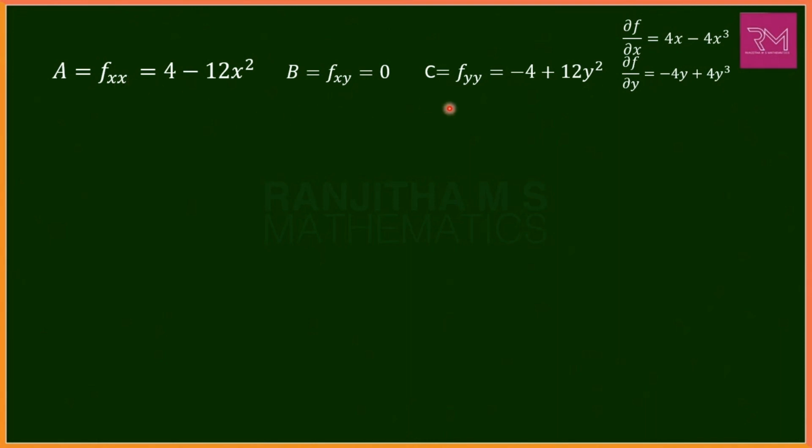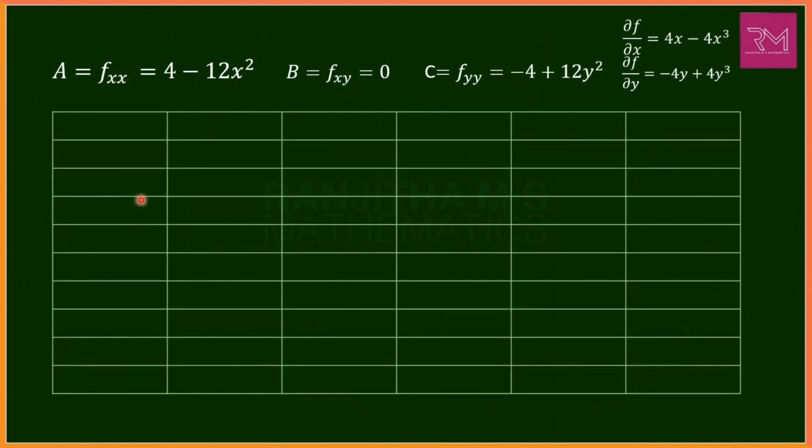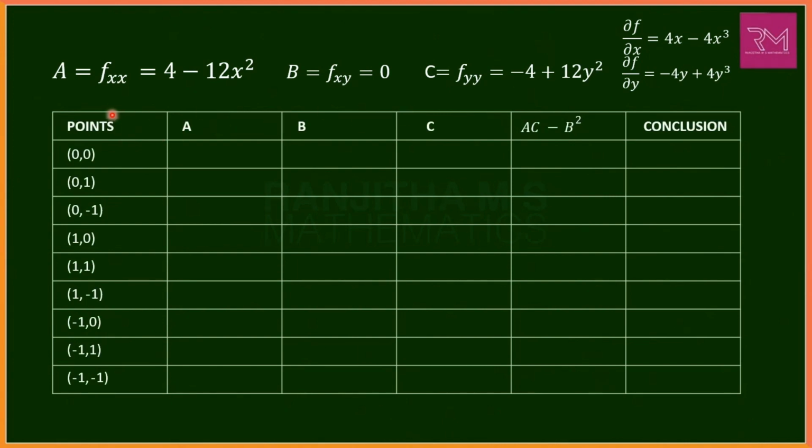After finding a, b, c values, we have to construct a table which contains 6 rows, and the number of columns depends on the number of points we obtain. Here, these are all the points. Points are 0, 0; 0, 1; 0, minus 1; 1, 0; 1, 1; 1, minus 1; minus 1, 0; minus 1, 1; minus 1, minus 1.